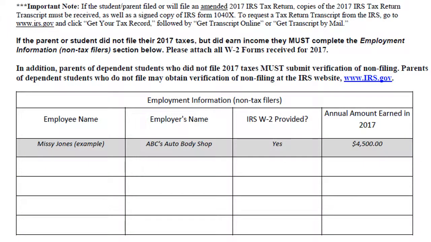Please complete this section of the worksheet if you checked option 3 above. This was the section where you may not have filed taxes for 2017, but you did earn an income. In this case, we need to know where you earned that income, so we need the employee's name, either you or a parent, as well as your employer's name, and we need a W-2 if you have one, along with the amount that you earned. We need to include the W-2 in with your documentation when you submit that documentation to us in the financial aid office. Again, this is only if you check the third box in section C of the verification worksheet that you did not file 2017 taxes.